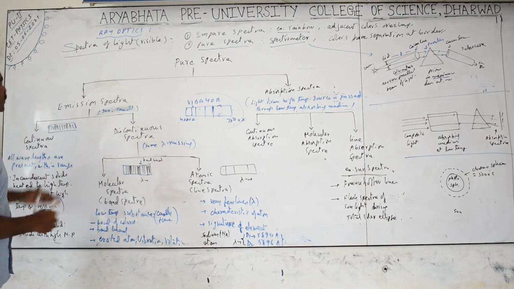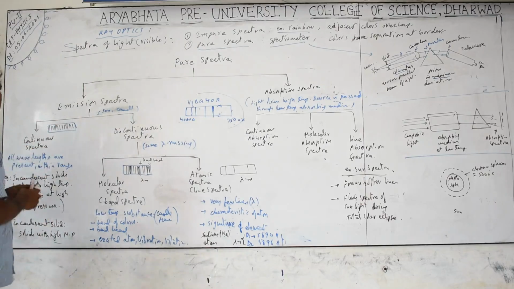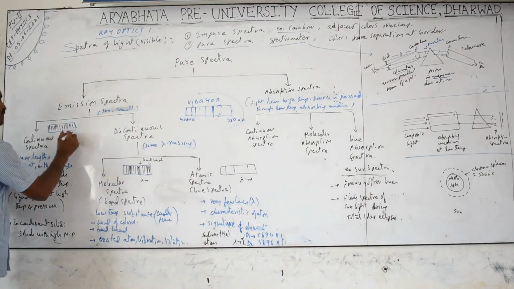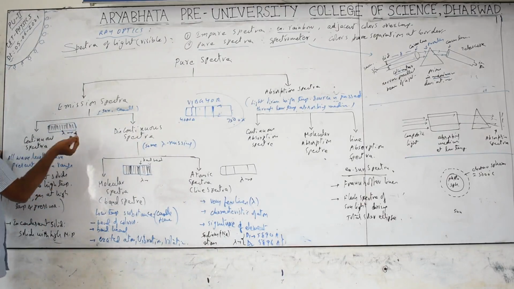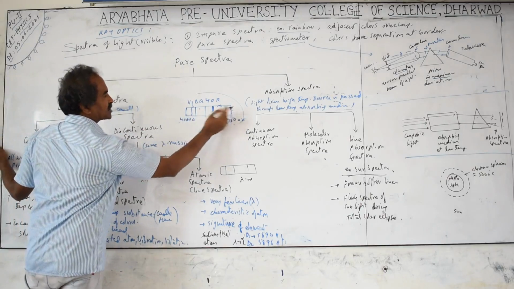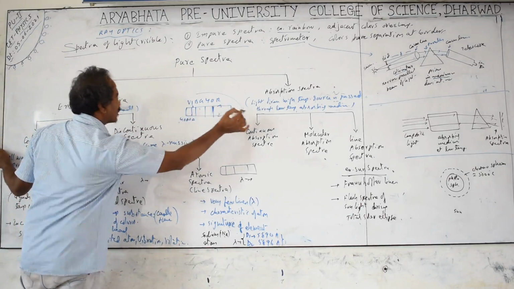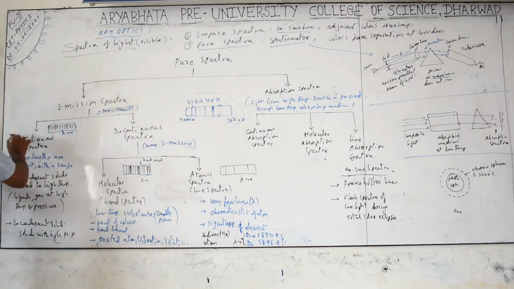Next is the continuous spectra. Emission spectra is of two types. One is called a continuous spectra, another is called discontinuous spectra. As the name indicates, in continuous spectra, all wavelengths are present. Starting from violet to red, so 4000 to 4001, 4002 and so on, all wavelengths are present. That is called a continuous spectra.